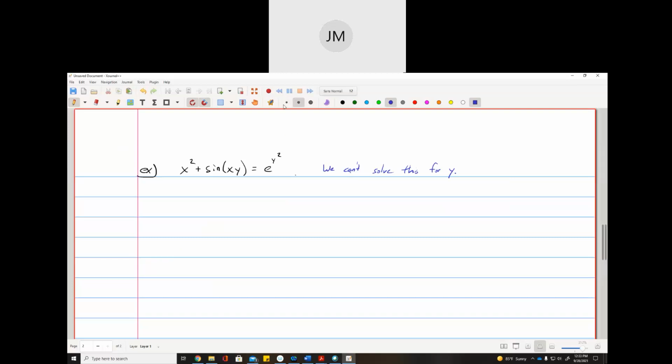Okay. So if the graph of an equation looks like a function near a point, then we can take a derivative near that point. All right, or I should say, then it acts like a function near that point.